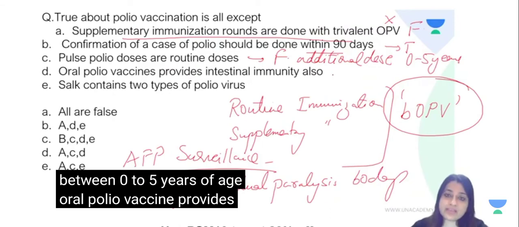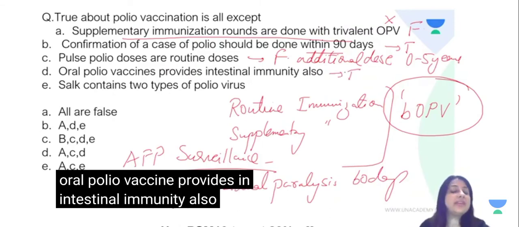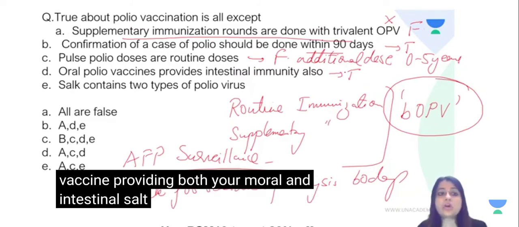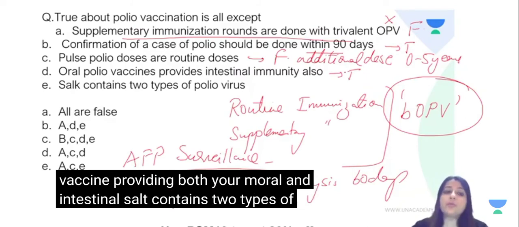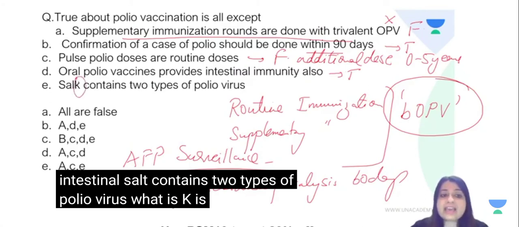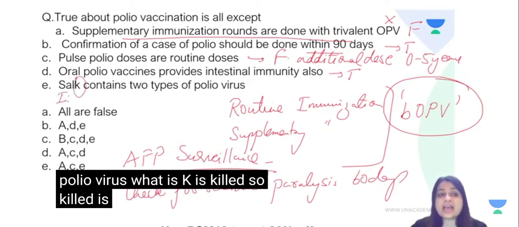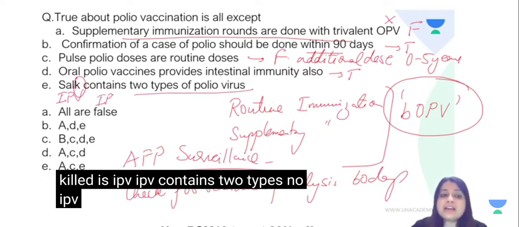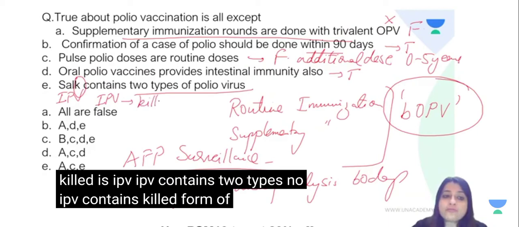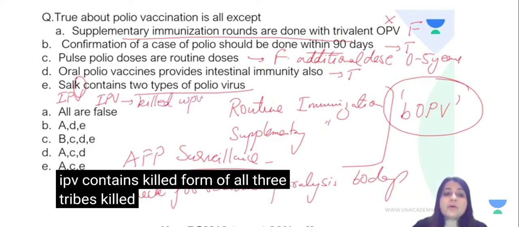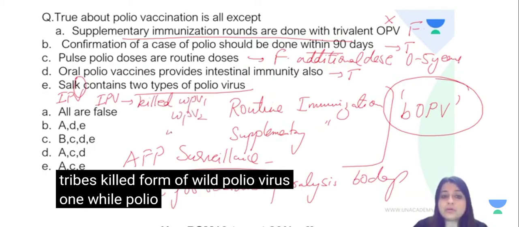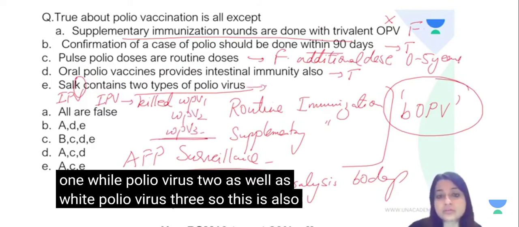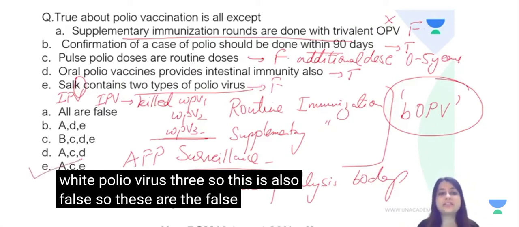Oral polio vaccine provides intestinal immunity also. Yes, it's a live vaccine providing both humoral and intestinal. Salk contains 2 types of poliovirus. What is K? K is killed. So killed is IPV. IPV contains 2 types? No. IPV contains killed form of all 3 types. Killed form of wild poliovirus 1, wild poliovirus 2, as well as wild poliovirus 3. So this is also false. So these are the false statements.